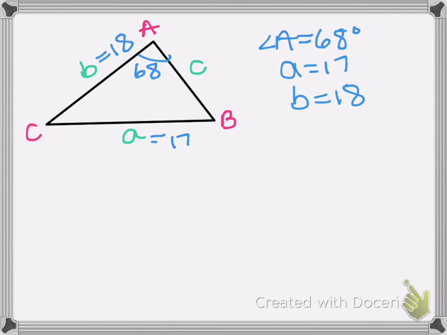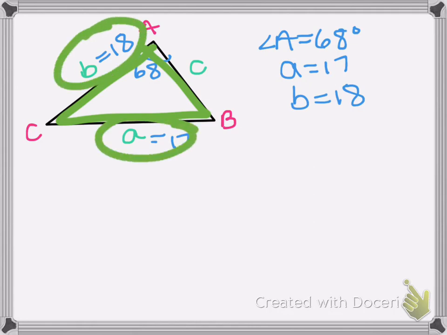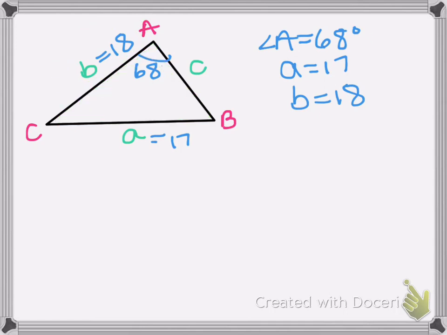So the first thing I would hope to figure out is that this is an ambiguous case, and it's because I'm given two sides and the non-included angle. So when there's that kind of situation, you could have one triangle, two triangles, or no triangles. So I'm going to assume that there's two triangles, and then I'm going to work to prove myself wrong.